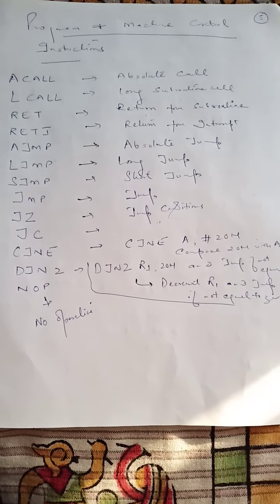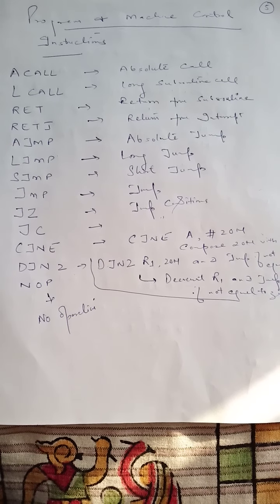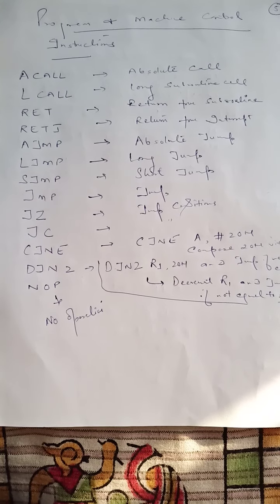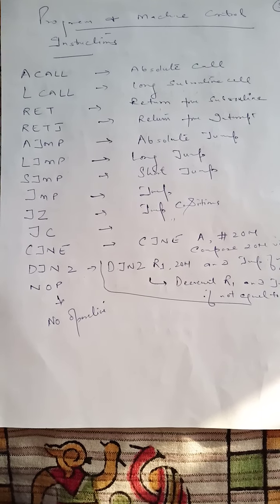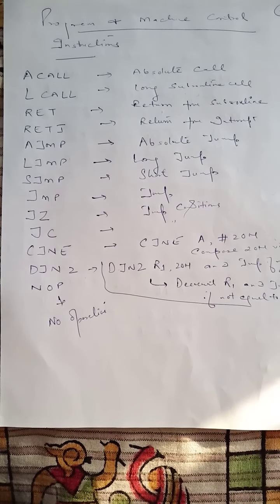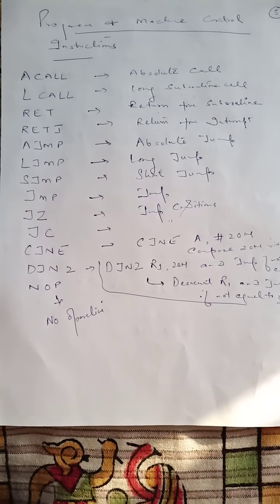There is a provision of jump. Jump can be conditional, jump can be unconditional. When we attribute a jump with some sort of condition, it is called a conditional jump. And when there is a simple jump, it is called an unconditional jump. Again, the jump can be absolute, long, short, or a simple jump. So here ACALL is the absolute call, LCALL is the long subroutine call. It is used for the call instruction.